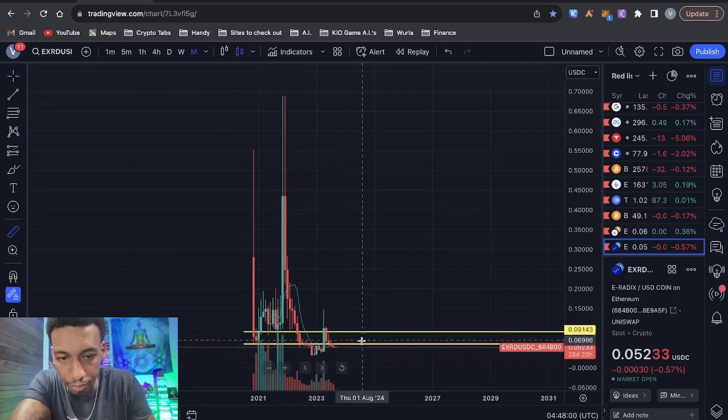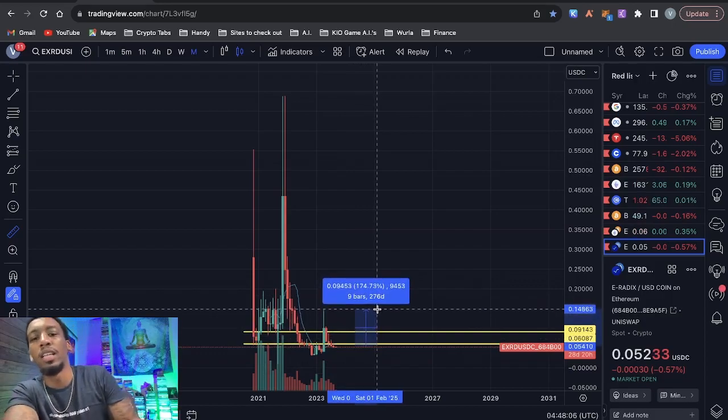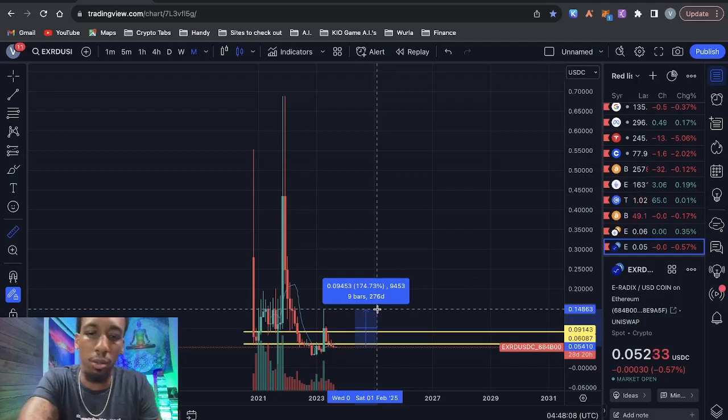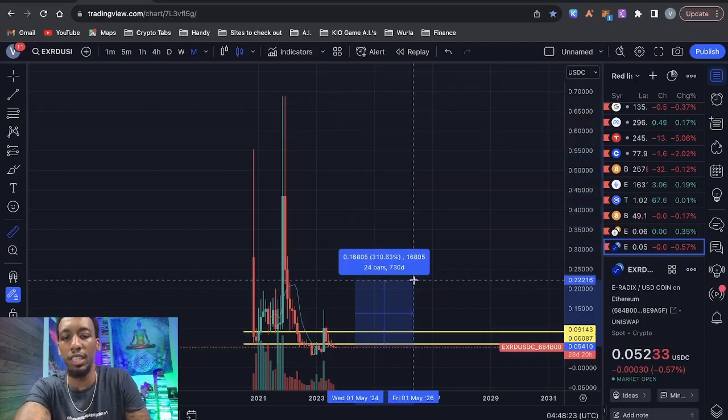So if we look here, if Radix just pumps to where it pumped in anticipation of the Babylon upgrade, that's a 174% return. But if it goes to previous all-time highs, that's an 11x return. So it's a good entry to get in right now.